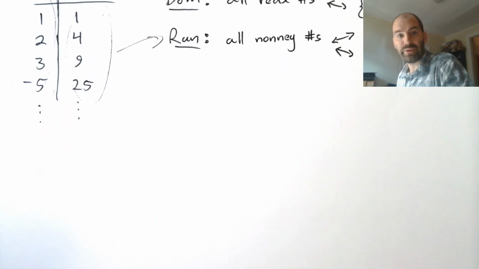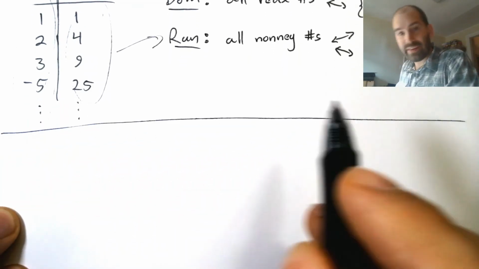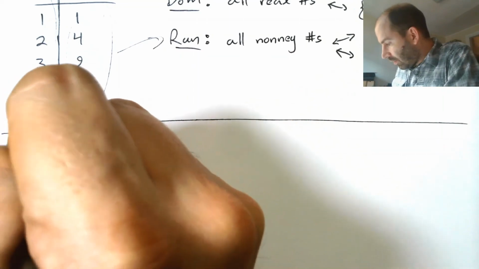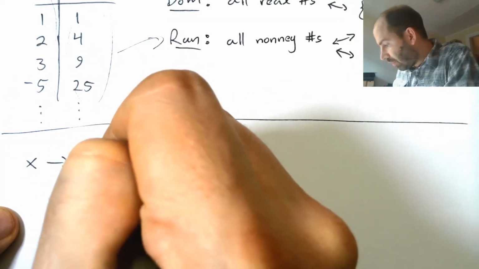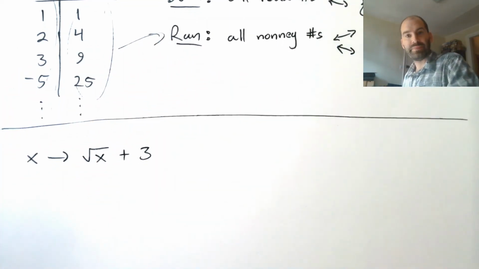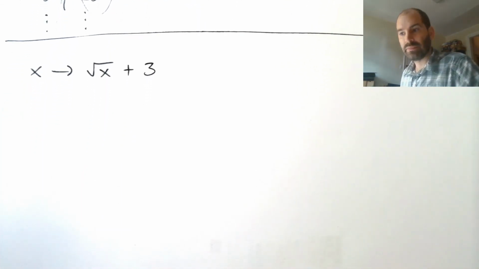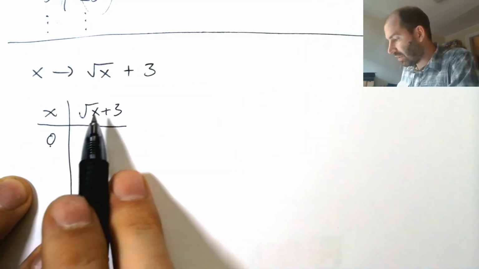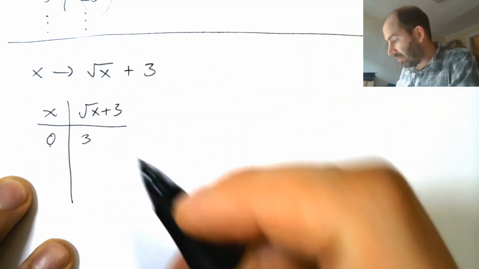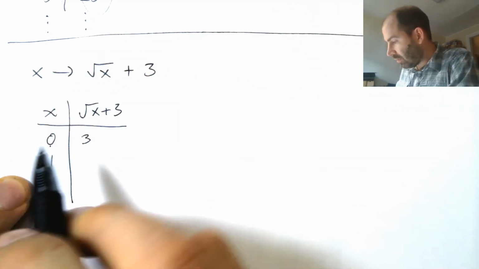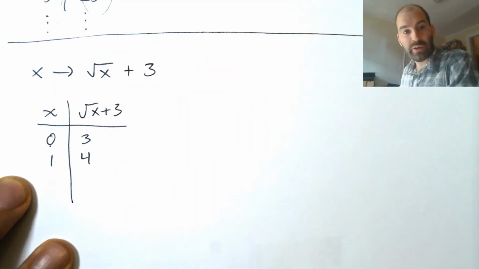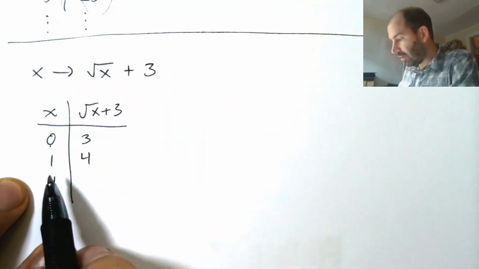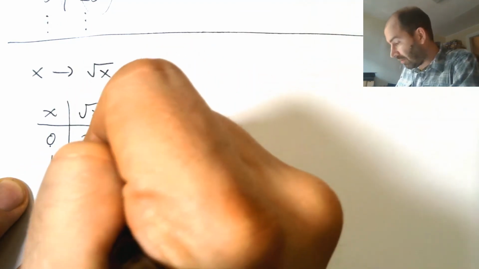Let's take a look at another one. Let's take a look at the function that takes x and produces square root of x plus 3. Okay? What would a table of values look like? Well, my inputs, I could plug in 0. I would take the square root of 0 plus 3. That's just 3. 1, square root of 1 plus 3. That's 4. I could put 4 in here. Square root of 4 is 2, plus 3 is 5.